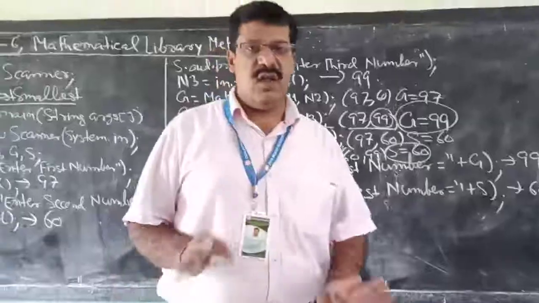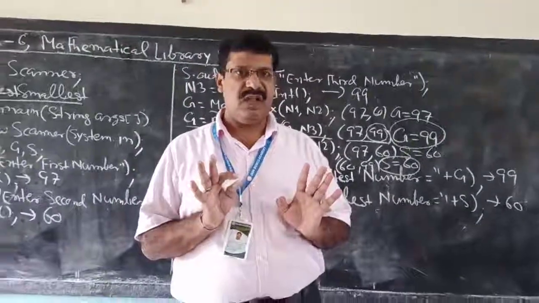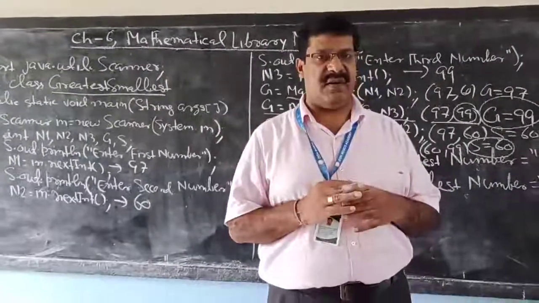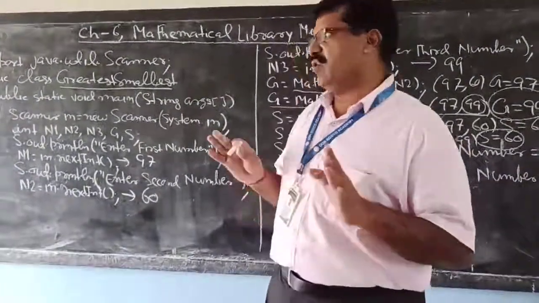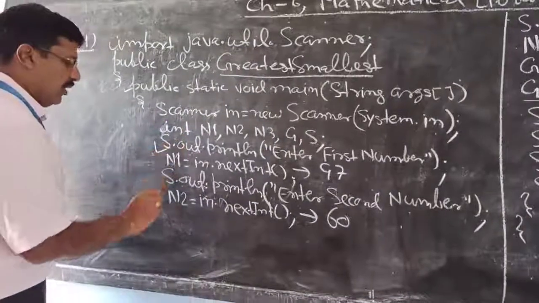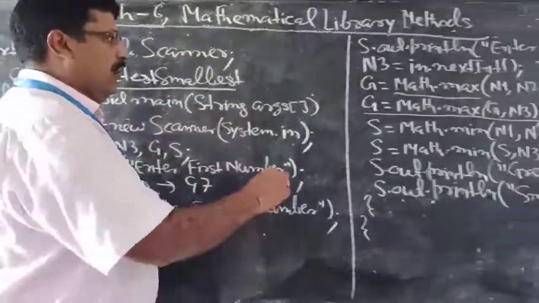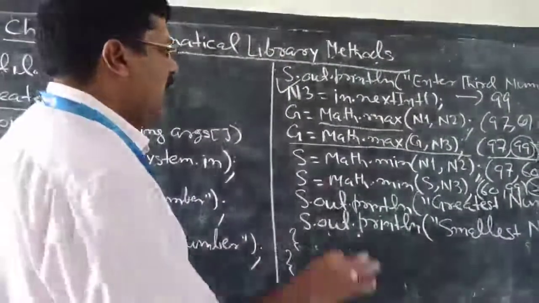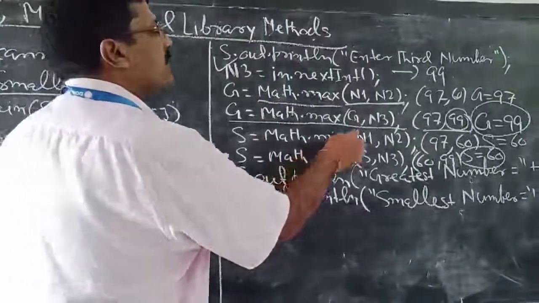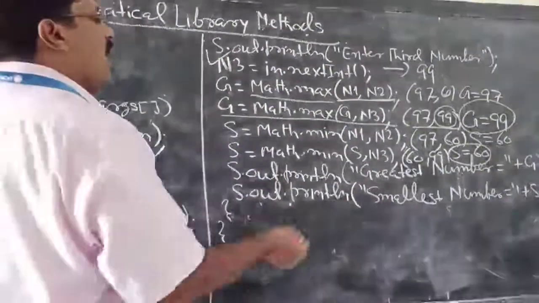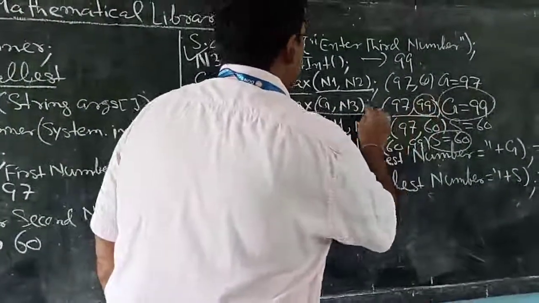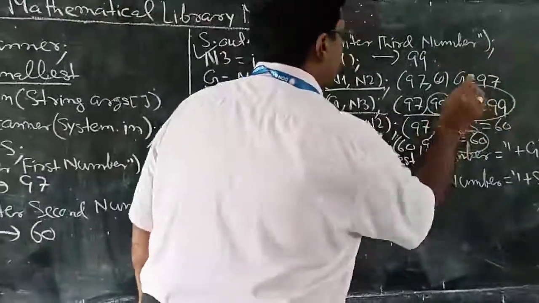Once again, what was the question? The question was to input any three numbers and find the greatest and the smallest number without using the conditional if-else statement, using the max and min functions. So what did we do? We declared the three variables n1, n2, n3 and input the first, second and third numbers. First we compared the first and second number and obtained the greatest number, 97, stored in G. Again, the G value 97 we compared with the third number 99. So automatically the maximum number is 99, stored in G.